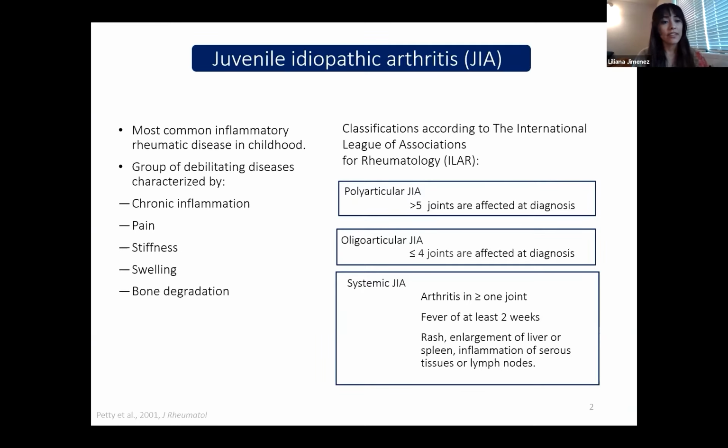So JIA is the most common inflammatory rheumatic disease in childhood and describes a group of debilitating diseases characterized by chronic inflammation, pain, stiffness, swelling, and ultimately bone degradation. There are 7 JIA categories, polyarticular, oligoarticular, and systemic JIA being the most common subtypes and the focus of my study. Next, please.